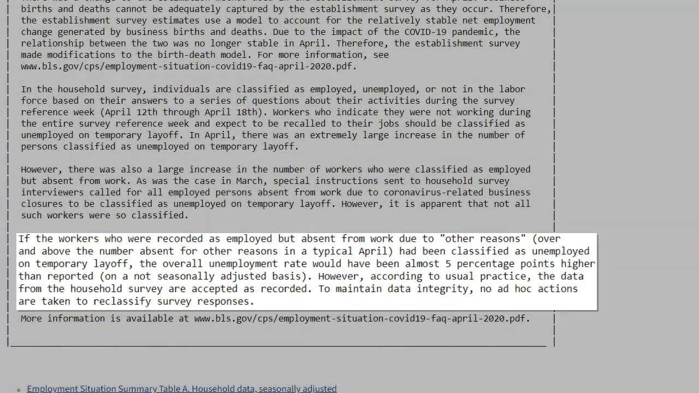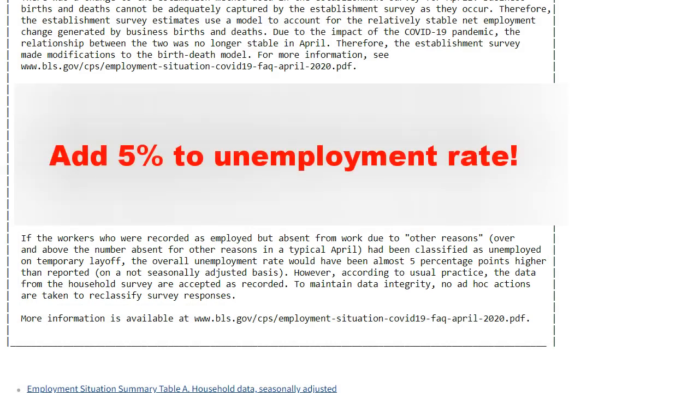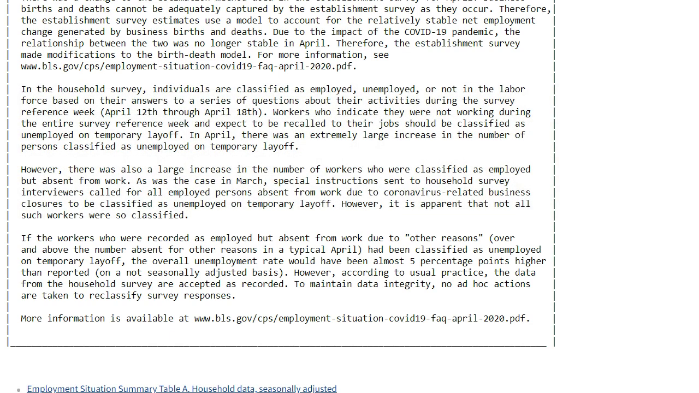So this basically means that since there was an error with classifying the data, we can basically add 5 percentage points to all of the unemployment rates. So as bad as these numbers were, they were actually even worse, which you wouldn't have known unless you read this note at the very bottom. There's some news outlets that did pick up on this, but often it wasn't highlighted.